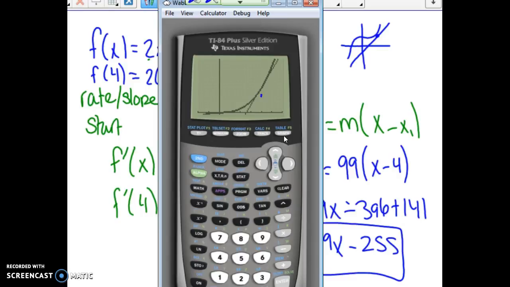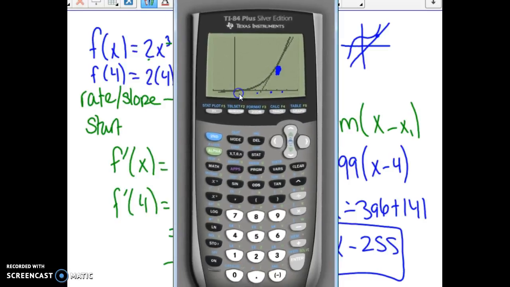So then you can see here at x equals 4-ish, if I go up to the line, that is tangent at x equals 1, 2, 3, 4. And this is a cubic. This is a cubic, so it goes down on this side as well, just so you know. So again, that's the equation of the tangent line.